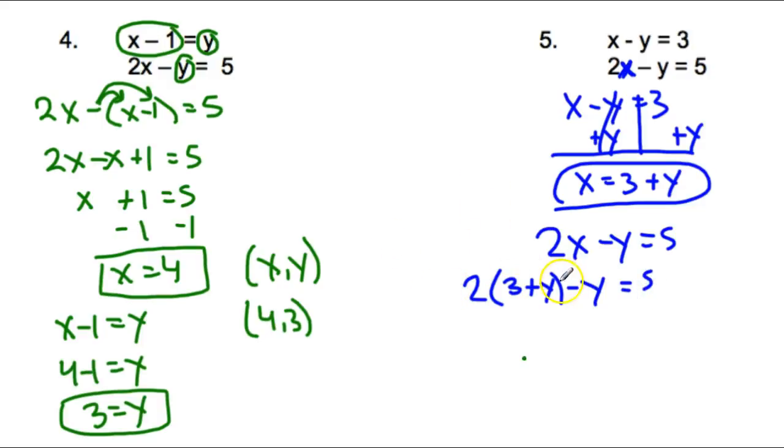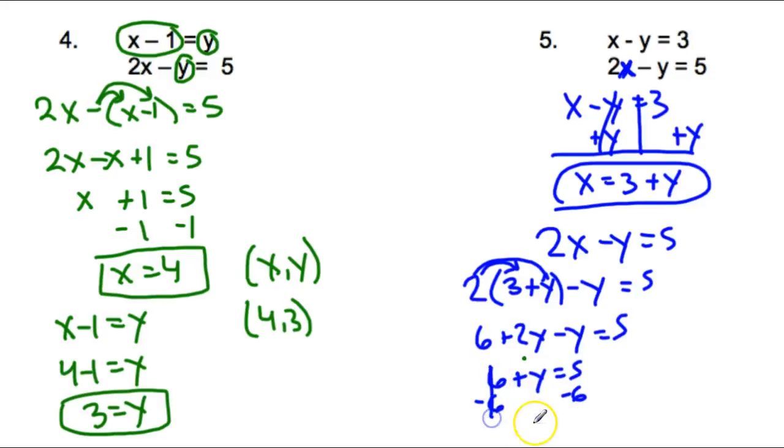All right, now I need to solve for y, so I'll distribute. 2 times 3 is 6. 2 times y is 2y. This is not part of this distribution, so I just write minus y equals 5. And now I combine my like terms. 2y minus y is just y. So 6 plus y equals 5. And then to get y by itself, I'll do minus 6. Minus 6, that cancels. Y equals 5 minus 6 is negative 1.